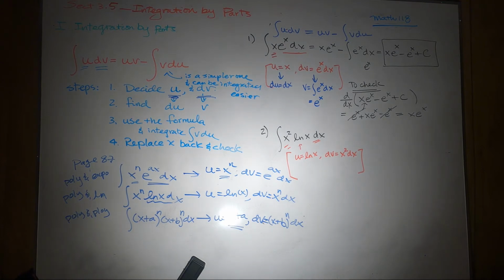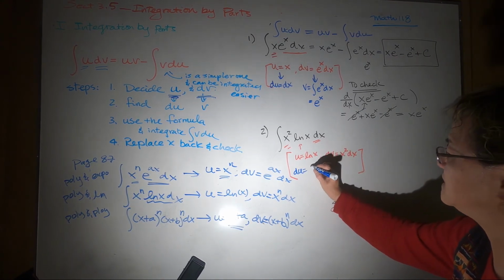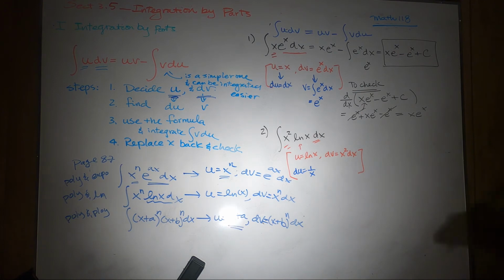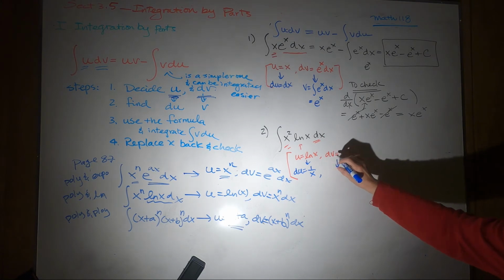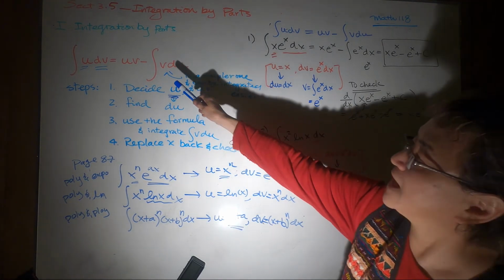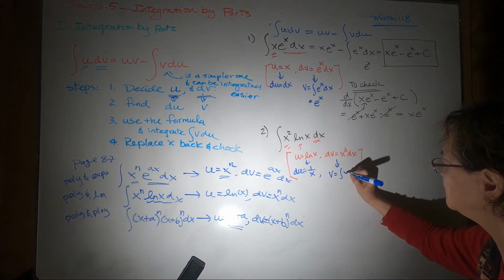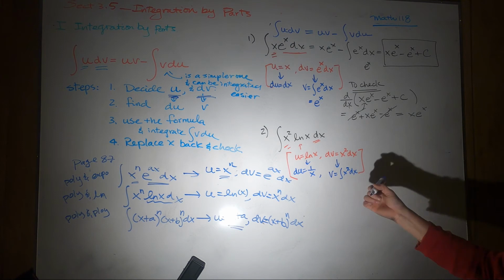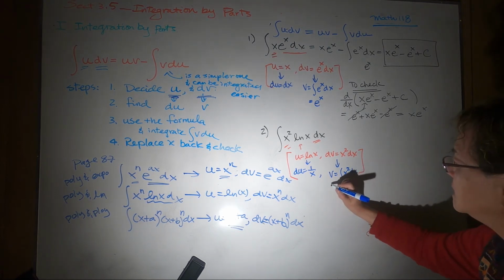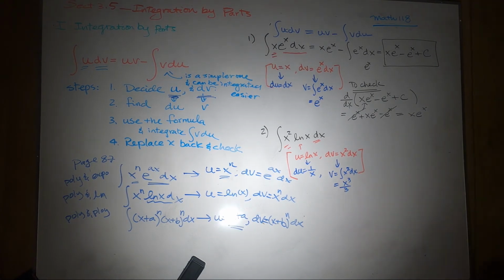Then to use the formula, we need to find the du. Take a derivative of that. That would be 1 over x. Then from the derivative of v, we have to go back to find v itself. So v would be the antiderivative of this, which is a polynomial. Then you just use the power rule. That would be x cubed divided by 3.